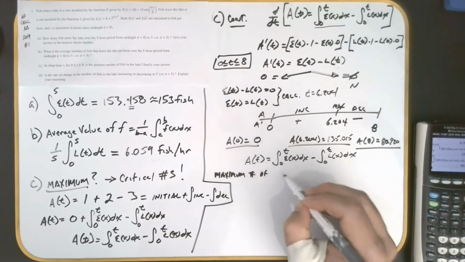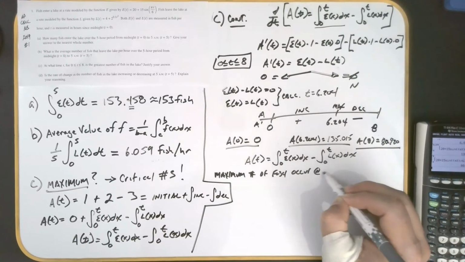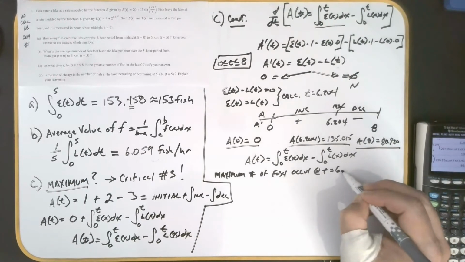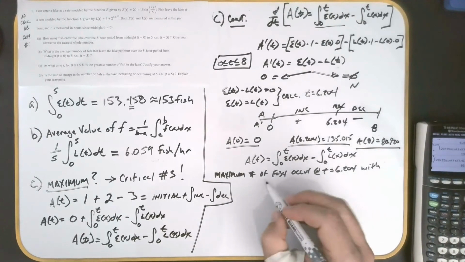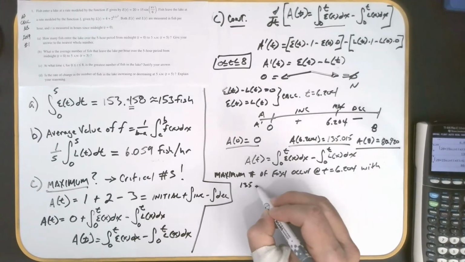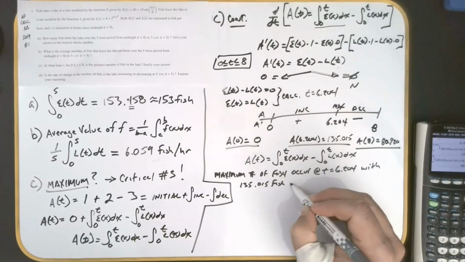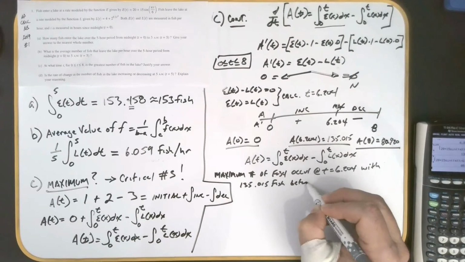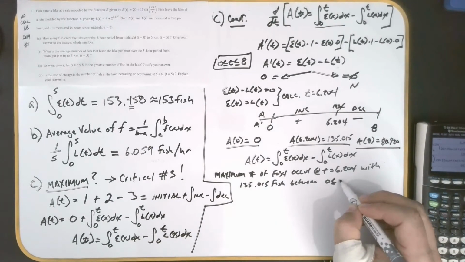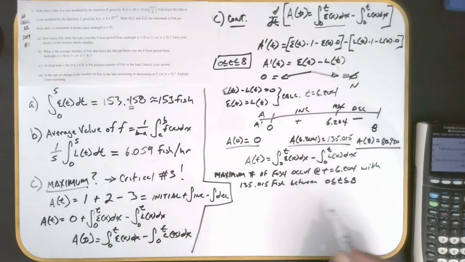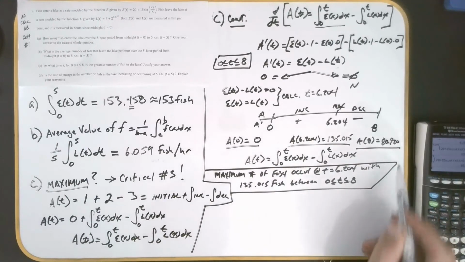number of fish occur at time equals 6.204 with 135.015 fish between the time frame of 0 less than or equal to t less than or equal to 8. Okay. So there is our answer.